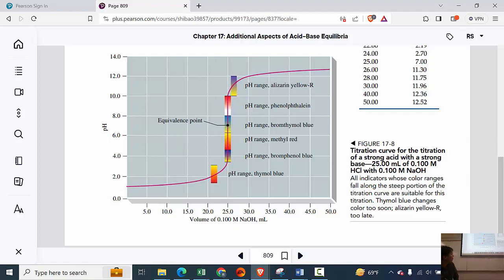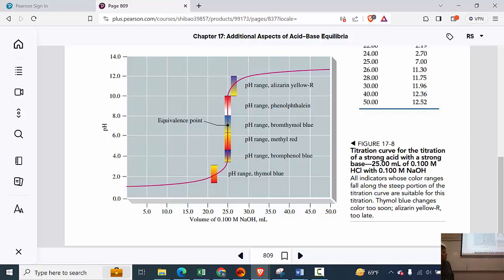Same thing goes with methyl red. Methyl red would work. It changes a little bit early, but the error is very small. Bromophenol blue would also work. It changes green a little bit early, but that should still work. Thymol blue won't work. Thymol blue changes too early. So we're like 3 milliliters off here.